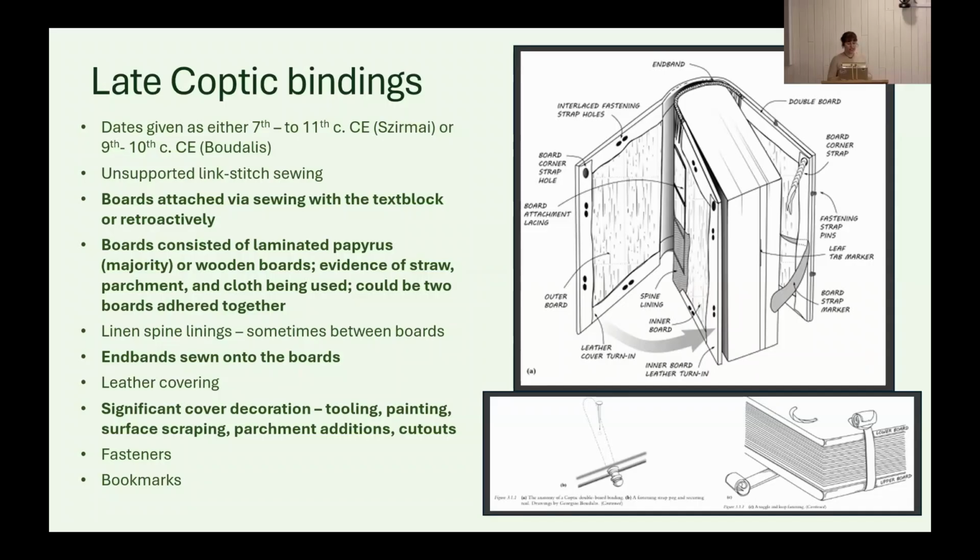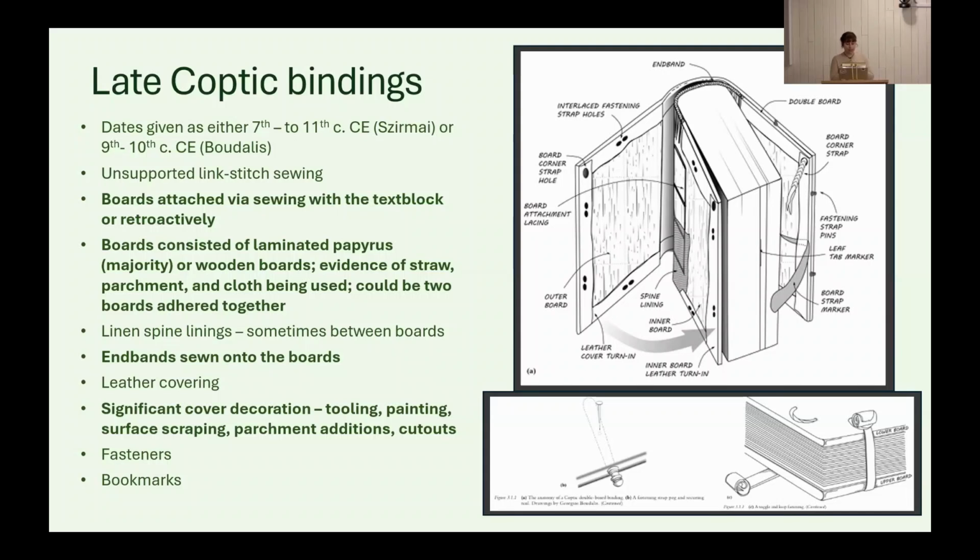And again, you're going to see a lot of that same unsupported link stitch sewing. But now we're starting to attach the boards in a more secure manner, with that same thread that they use for sewing. And you can either attach the board as you sew or after. The boards would have been papyrus, again, a lot of these books are coming from Egypt, and Egypt was the main producer of papyri at the time. They could be wooden boards, a little bit of whatever material the binder had at hand, and sometimes it was two boards sort of adhered or laminated together.